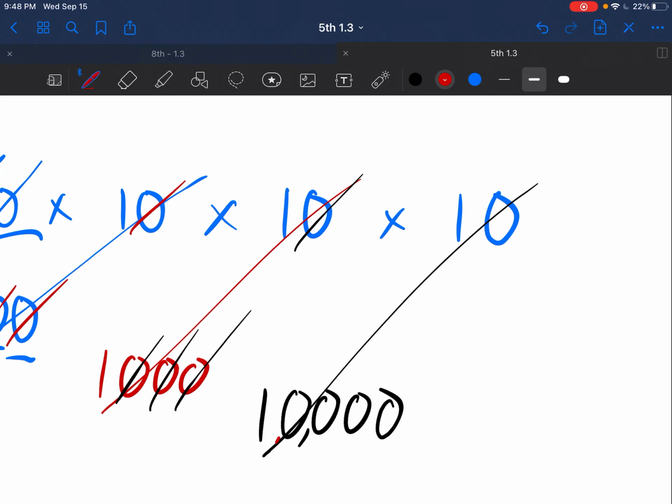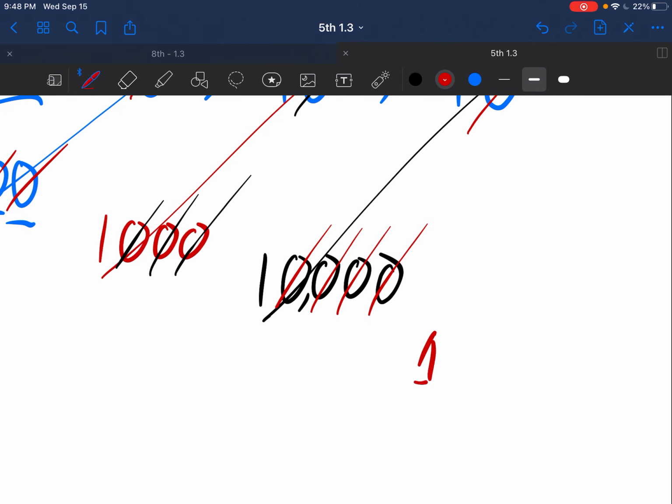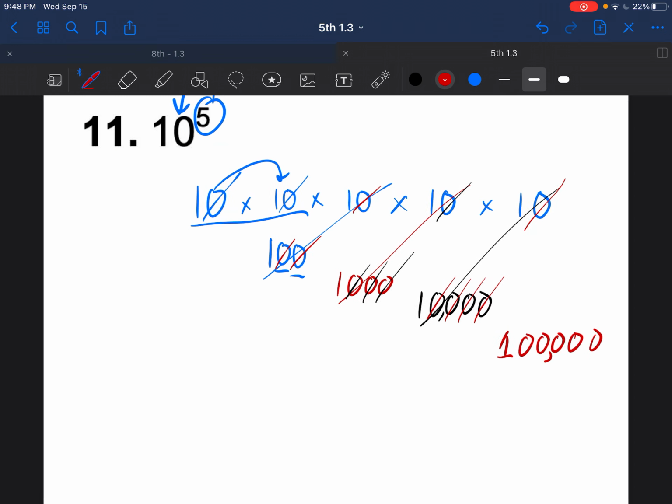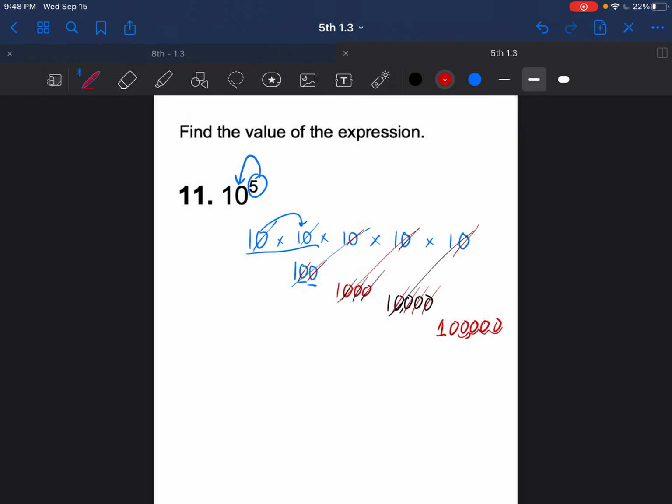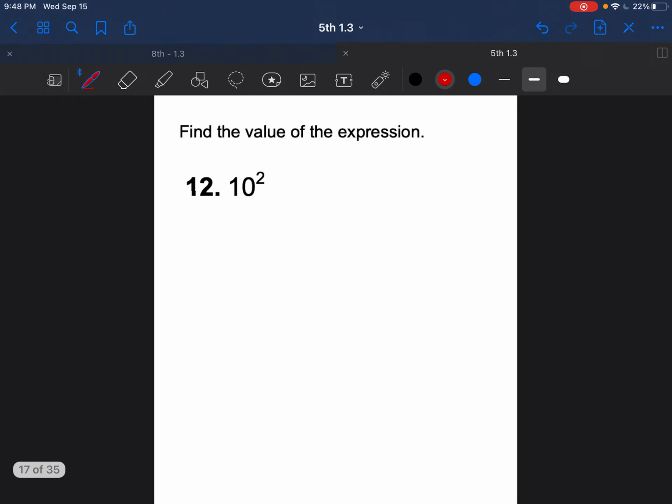So how many zeros should I have? 1, 2, 3, 4, 5. So what is 10 to the 5th power? It is 100,000. Okay, good. Let's move on to the next one. Number 11. No, that was 11. Let's move on to number 12.